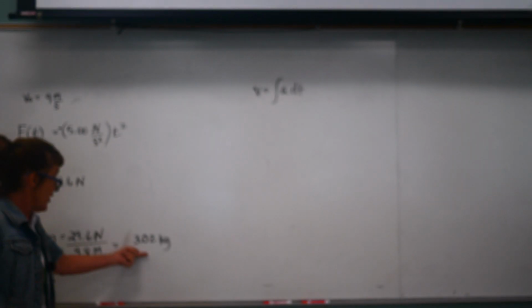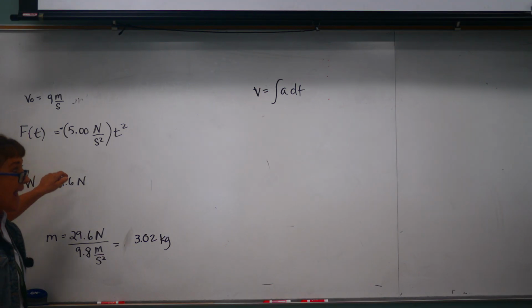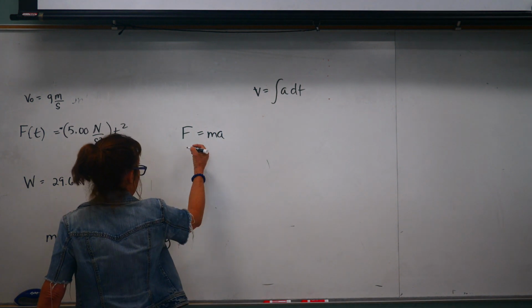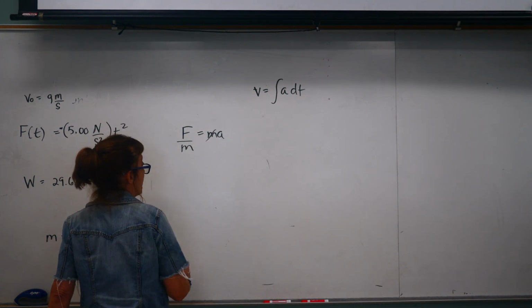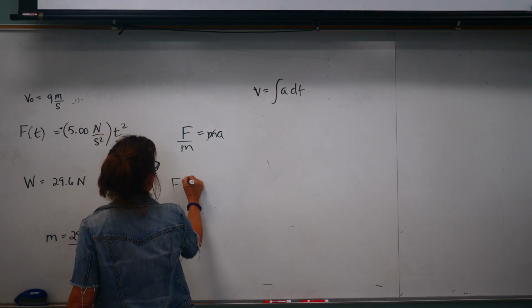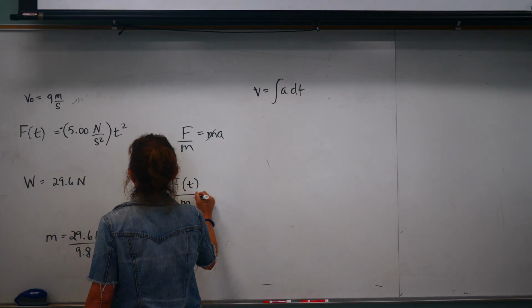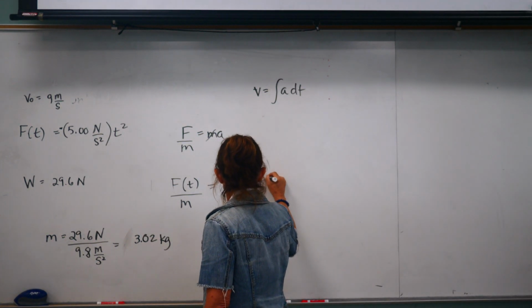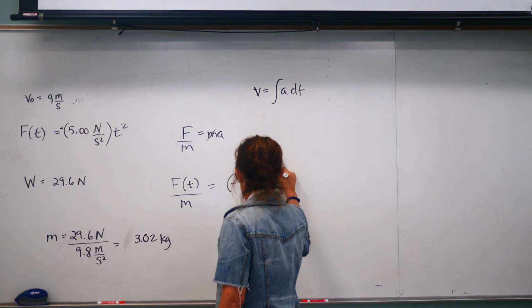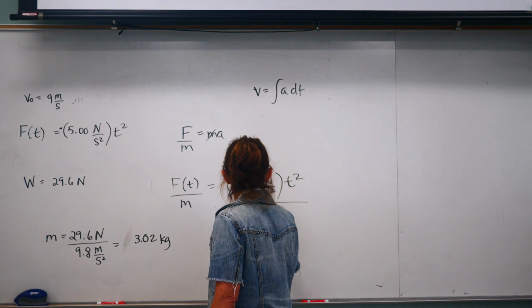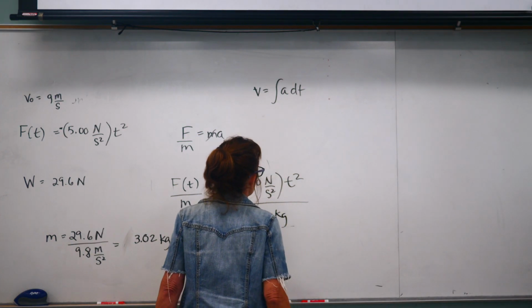All right, so now we know that our mass is 3.02 kilograms. So in order to get a, F equals MA, right? So F divided by M equals a. So I'm going to go ahead and do that. I'm going to have F of t divided by m equals negative 5.00 newtons per second squared times t squared divided by 3.02 kgs.